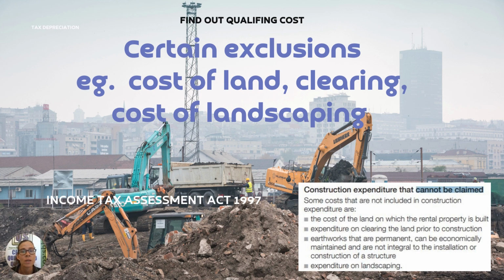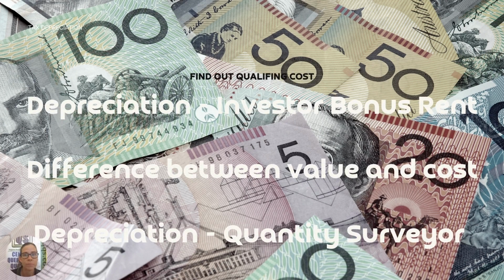So while we're talking about qualifying costs, there are certain exclusions and things that won't be included. Examples of things that won't be included are the cost of land, like I explained before, cost of clearing the land, cost of landscaping. And you might see on this slide, it's excerpted from the Income Tax Assessment Act 97. It also mentions that things like earthworks that are permanent, that can be economically maintained and are not an integral part of the installation of the construction of the structure, would be excluded.